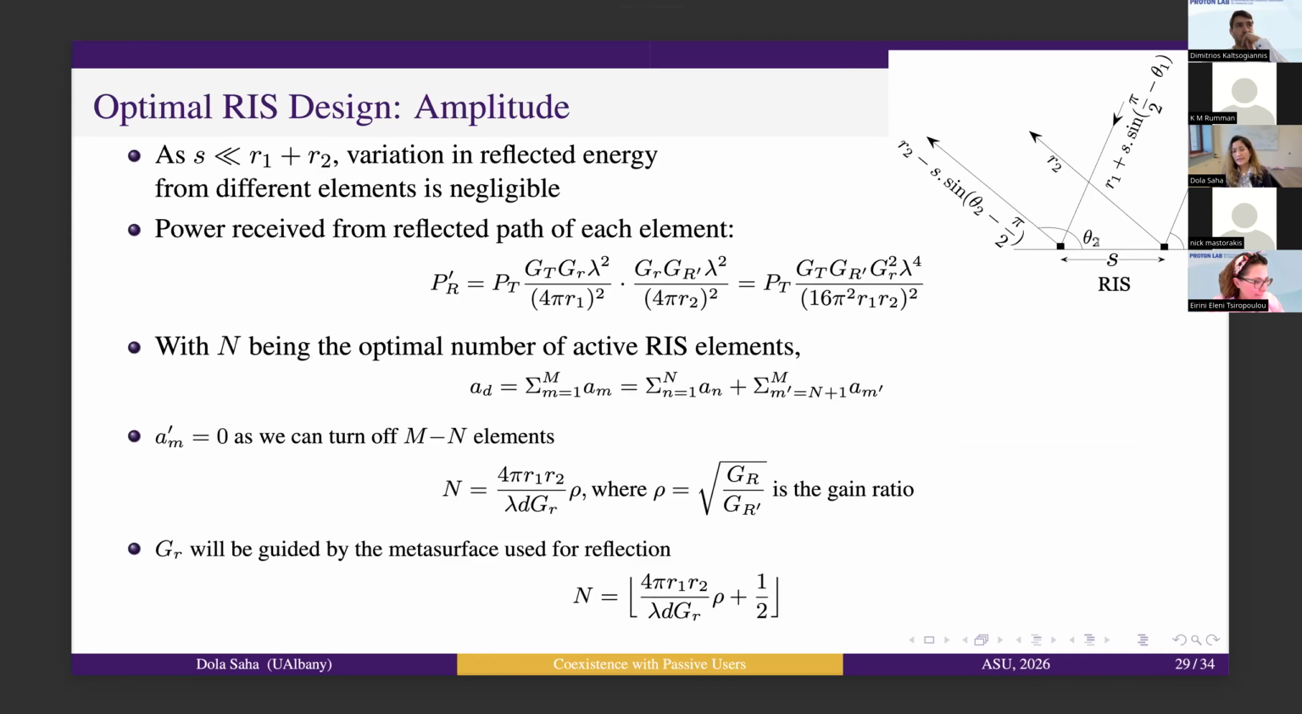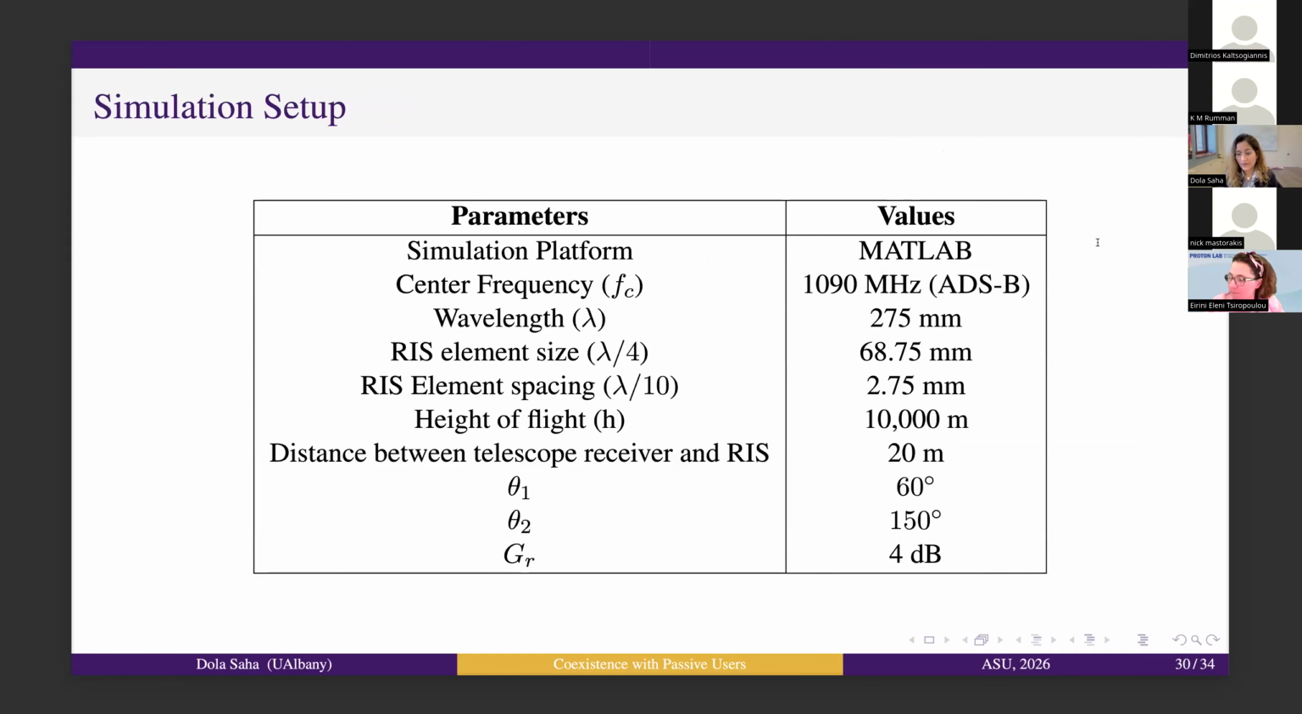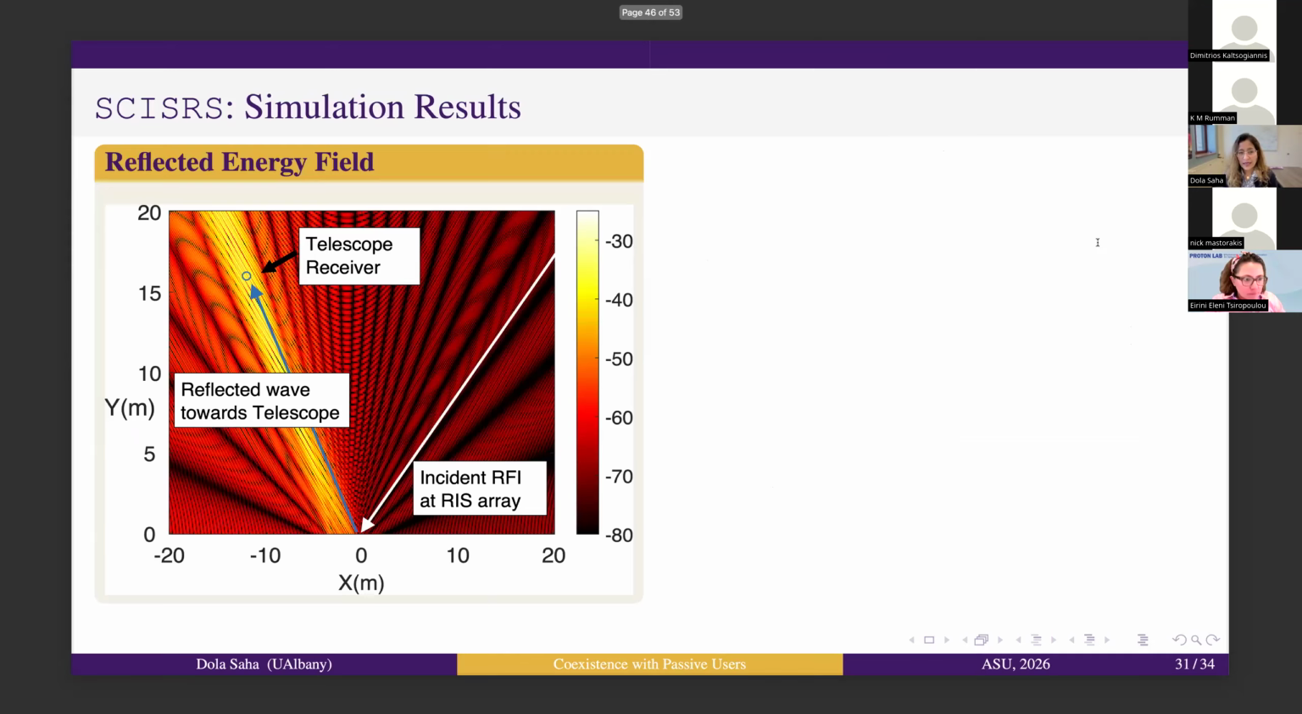And again, we did some basic calculations using geometry to find what should be the amplitude and phase of the RIS unit. And these were our different parameters for the setup. And you can see over here, this one is just a reflected energy. So if the signal comes from this direction, then we did all the calculation at the RIS. So RIS is right here, and it is reflecting back this, where this is towards the telescope.